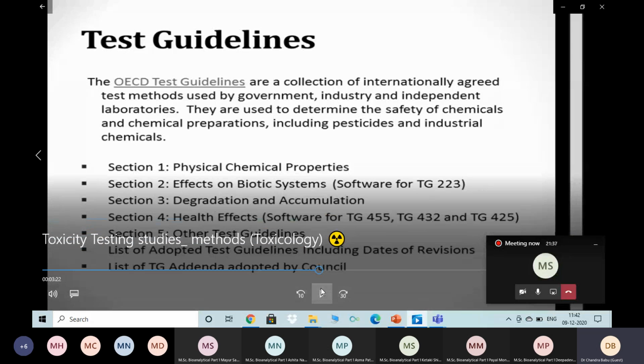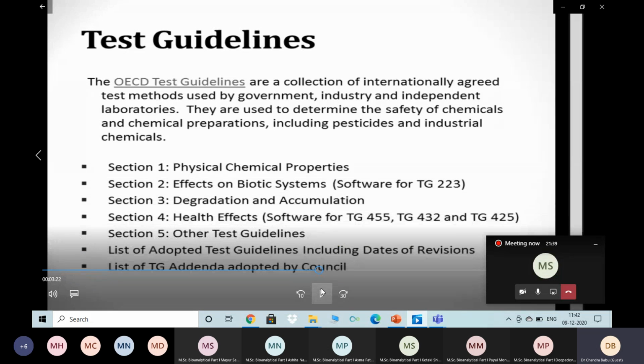But you will hear this word, OECD guidelines. These are the guidelines which have been made, which state that testing needs to be done for every substance which you can think is coming in contact with the skin of human beings. So chemical preparations, pesticides, industrial chemicals, everything needs to have this testing done.